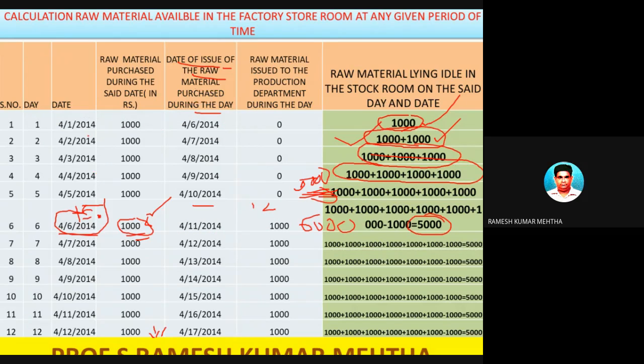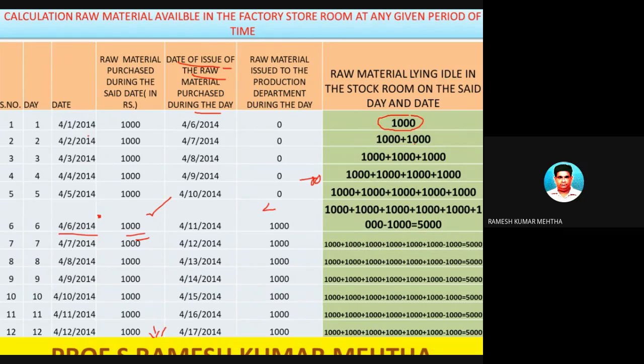Now, next one. We will take the 7th day. What is happening on the 7th day? On 7th April, again I am purchasing 1,000 rupees of raw material. This will be issued to the production center on 12th, because it is plus 5 days. So we are going to add this 1,000 rupees worth of raw material to this 5,000 rupees. So we are going to have raw material of 6,000 rupees in our stock room.